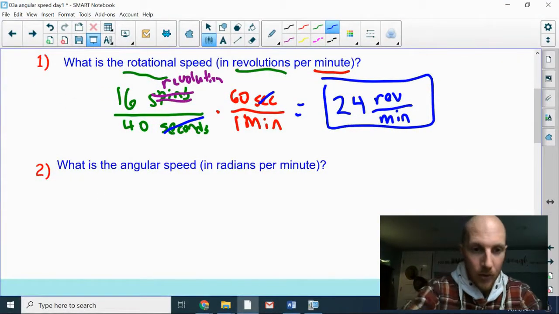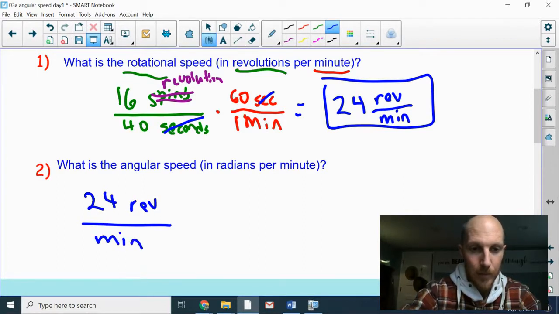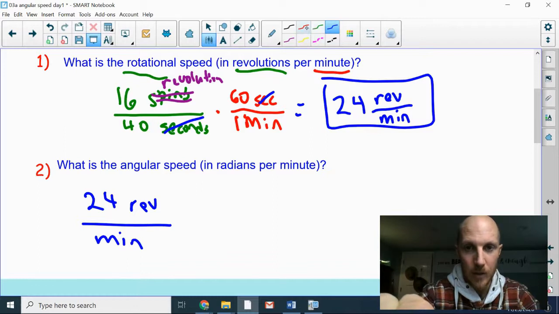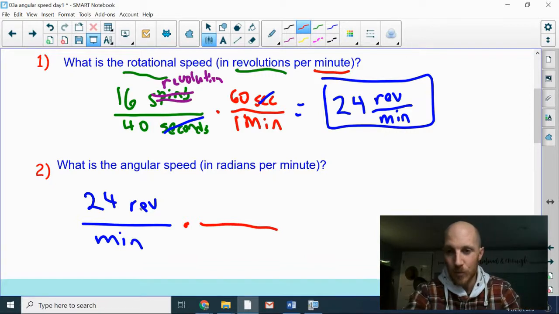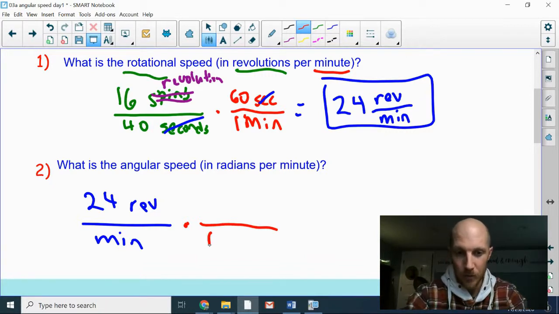Okay, so I'm going to start with the 24 revolutions per minute, and then I'm going to get my conversion factor. So I know that I have revolutions on the top of the blue part already, so I know that I want revolutions to show up in the bottom of my conversion factor, so that it will cancel appropriately.